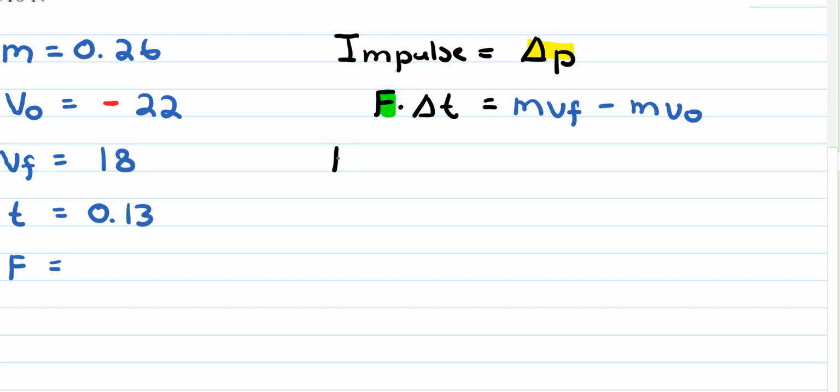Okay, so we have a force. Let's just leave that as F. The time that we have for this problem is 0.13. The mass that we have is 0.26. Now we have the final velocity, and the final velocity here is going to be 18.